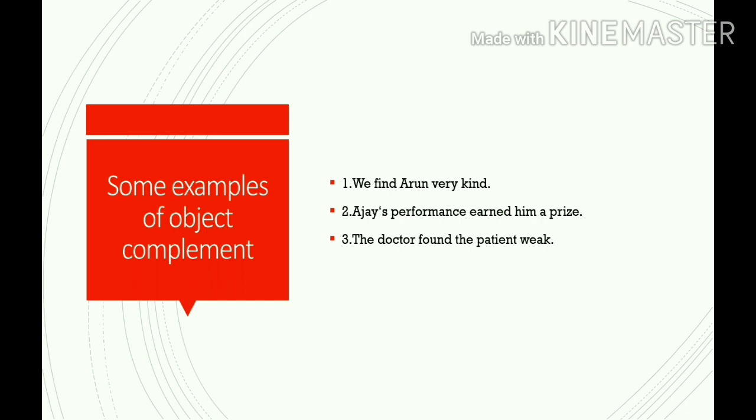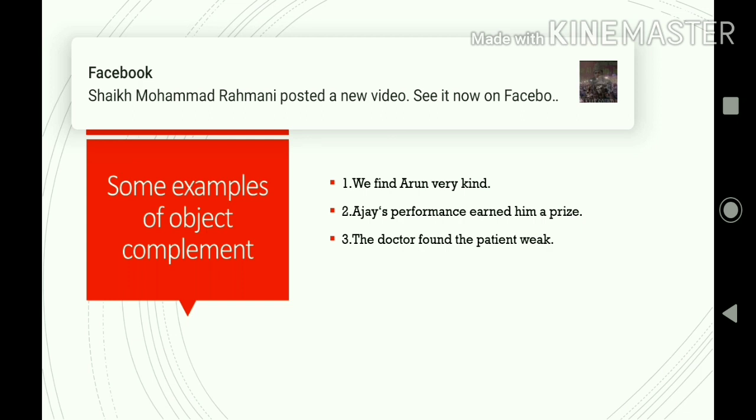Now come to the next example. Ajay's performance earned him a prize. In this sentence, Ajay's performance is the subject here, and earned is a verb here or action here. And who is receiving this action? The receiver is him. So it is the direct object. And what is the complement for this direct object? A prize.